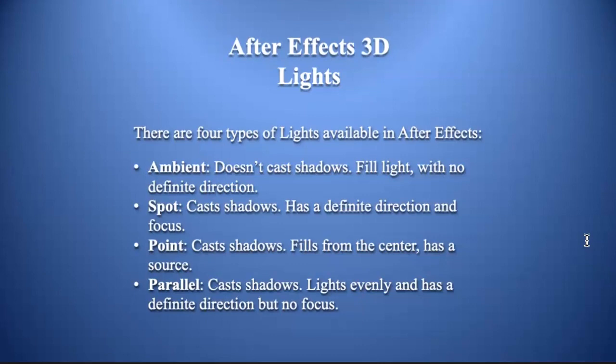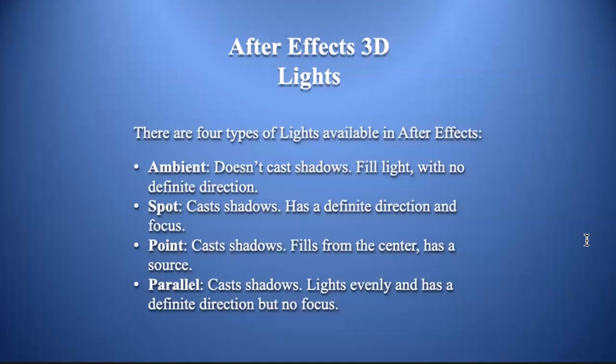So the ambient light doesn't cast shadows. It's a fill light. It has no definite direction. It just creates illumination that's evenly distributed. A spotlight will cast shadows. It has a definite direction and a focus. So the spotlight, you can move it around so that there's more light in one particular spot.